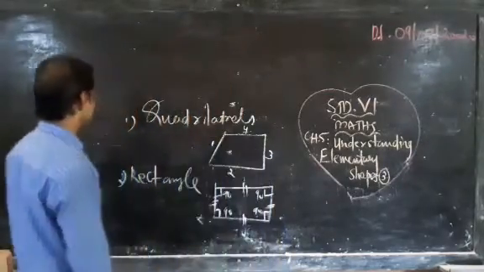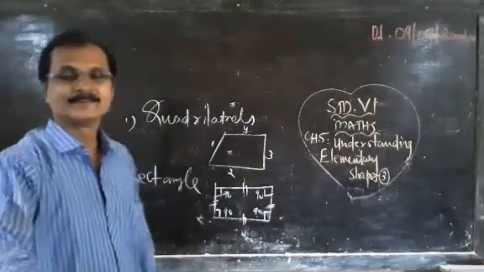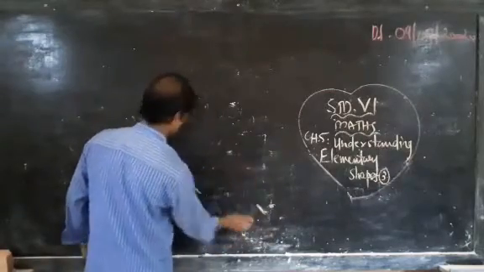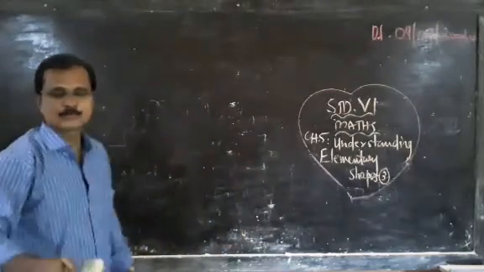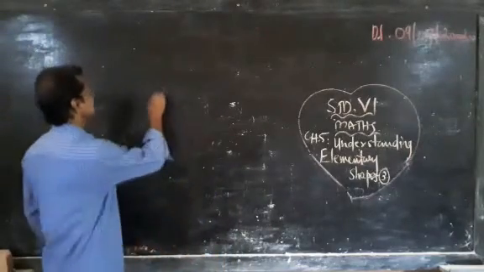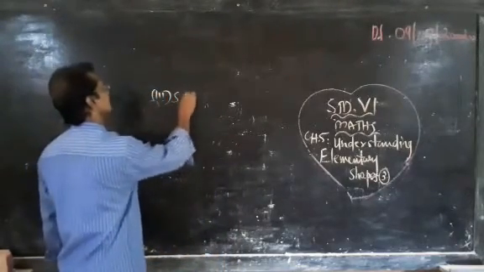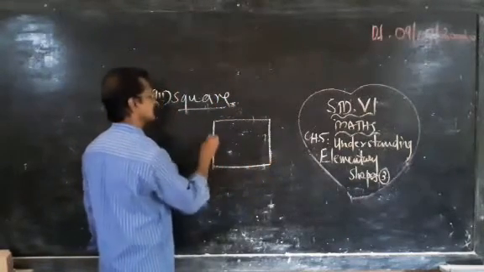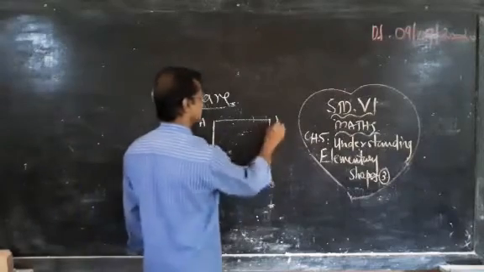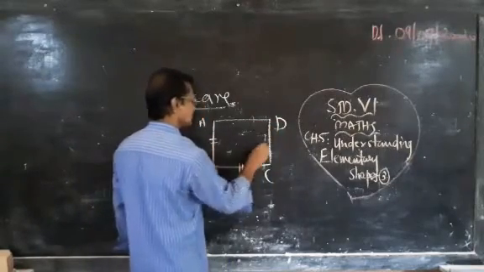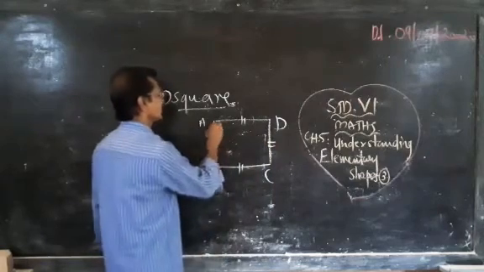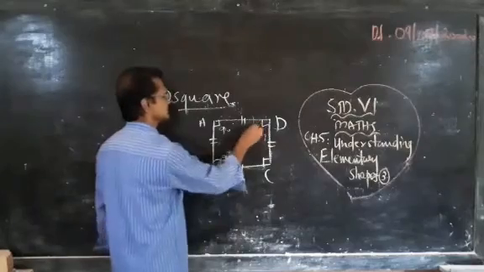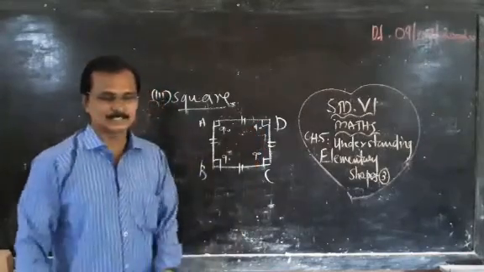Then square, of course. What is a square? In a square, all four sides are equal. Square, S-Q-U-A-R-E. In a square all four sides are equal. A, B, C, D: AB equals BC equals CD. And also these four angles are 90 degrees each. Okay?